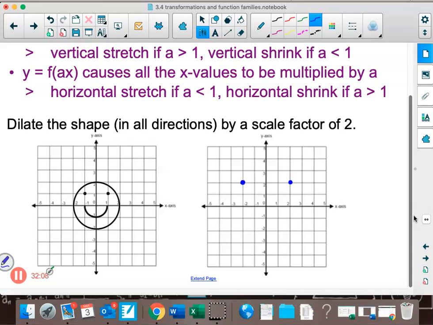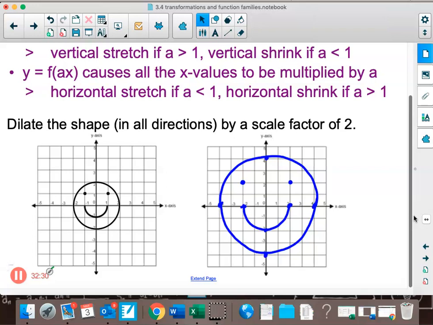This circle had a radius of 2. What's my new radius? 4. Let's see. I'm terrible at circles. Okay. And then my smile goes out, doubles. And there's my dilated figure.